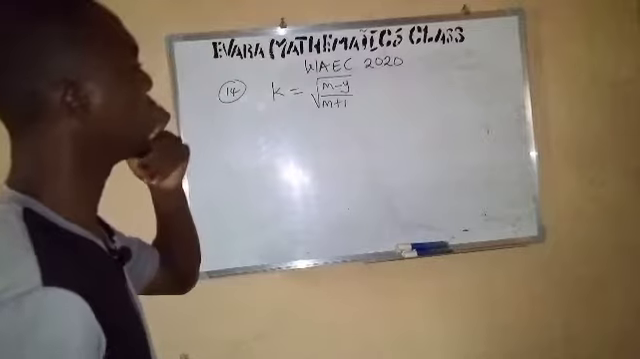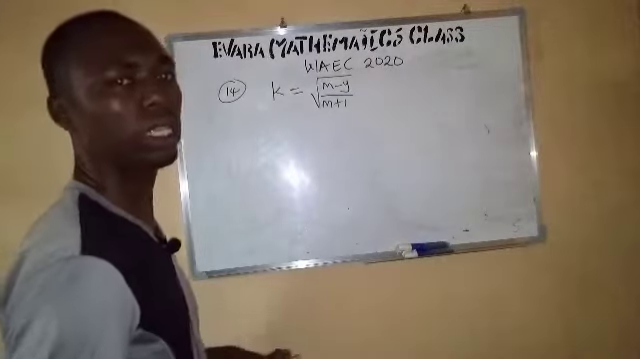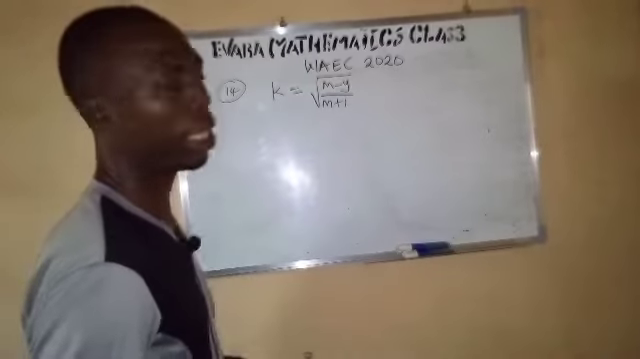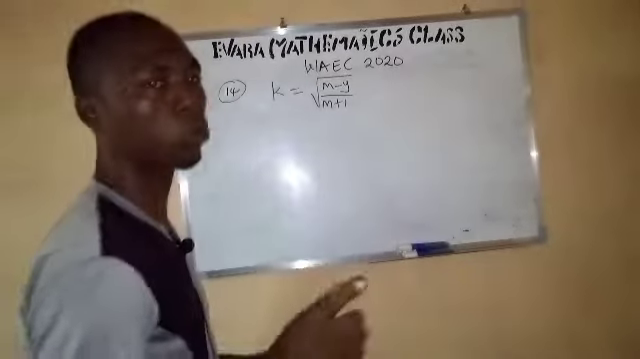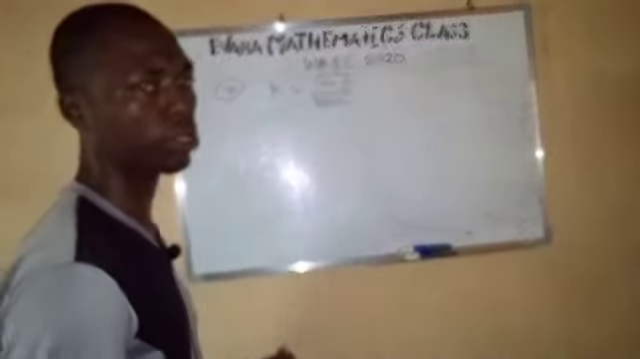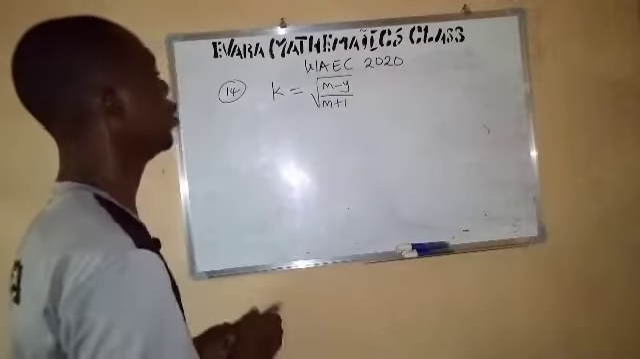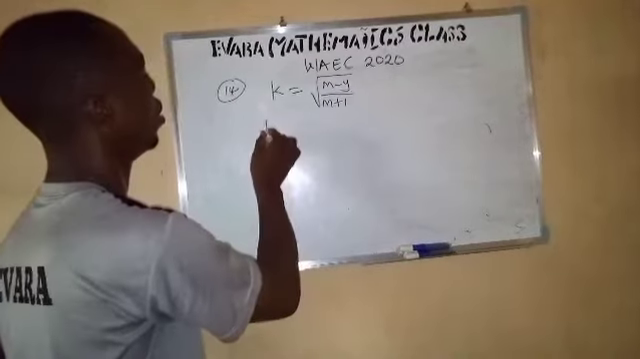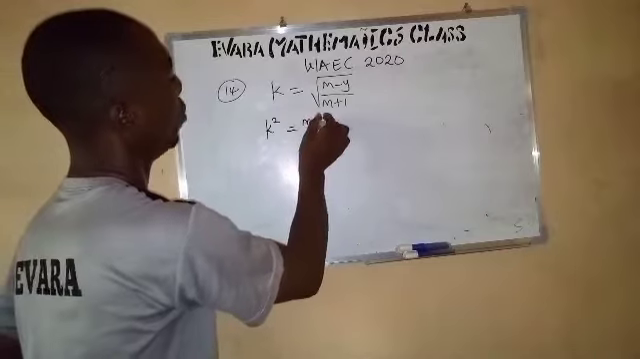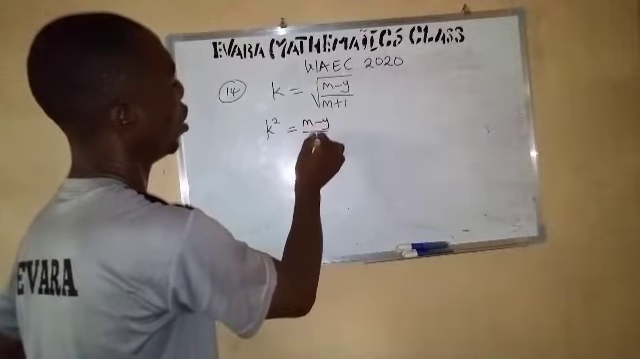So the first thing we need to do here is to remove this square root sign. And how do we remove this square root sign? We square both sides. If you have square, you take square root. If you have square root, you square both sides. So if you square both sides now, this one will become k squared equals m minus y over m plus y.